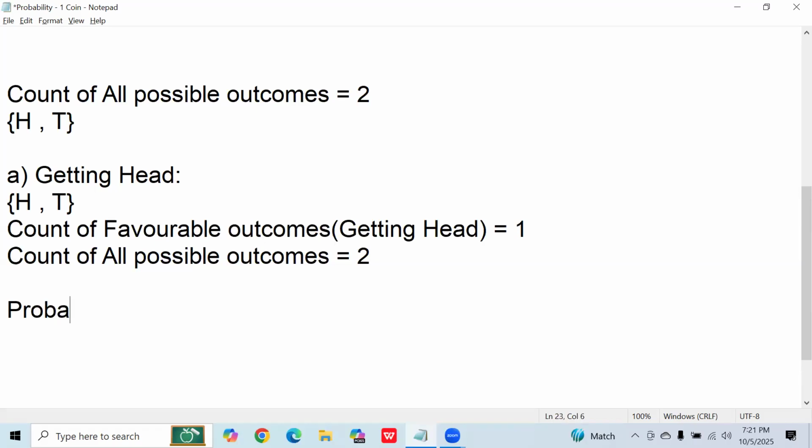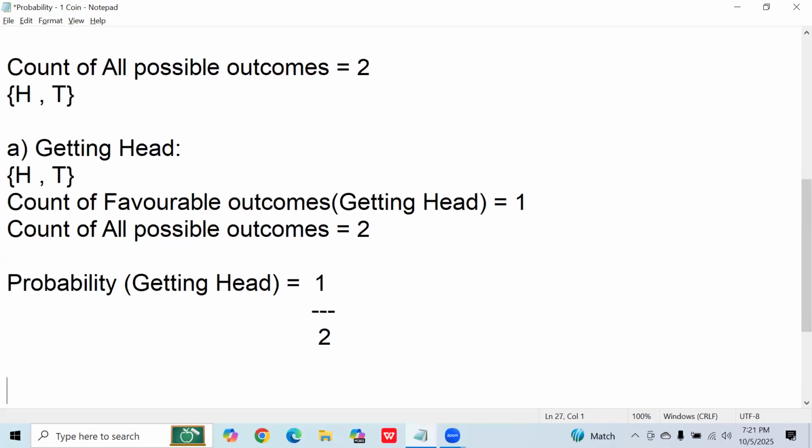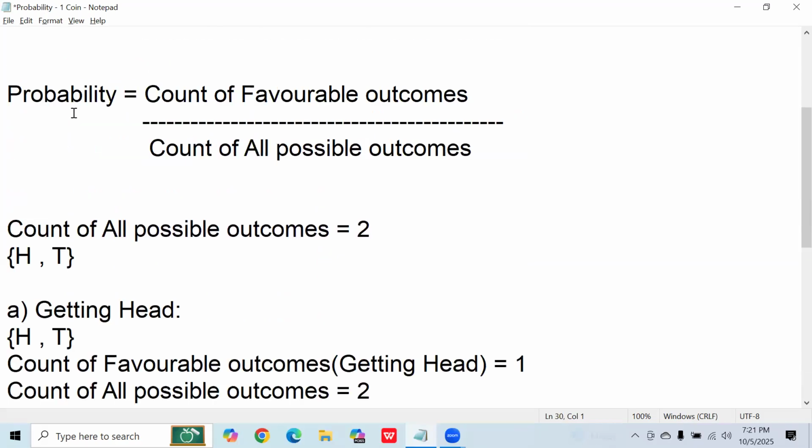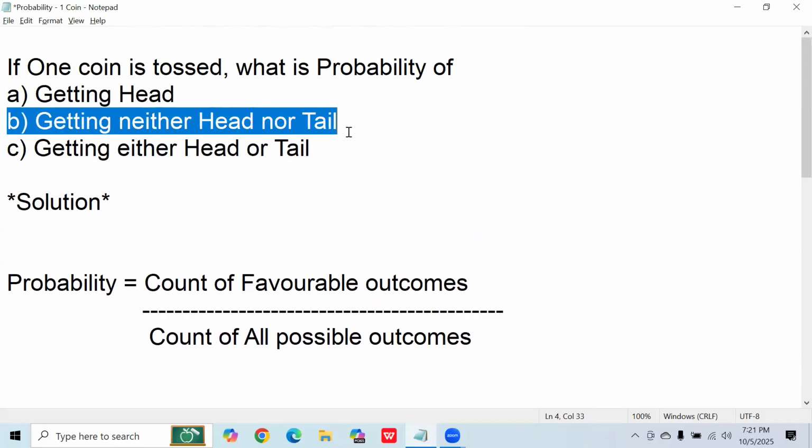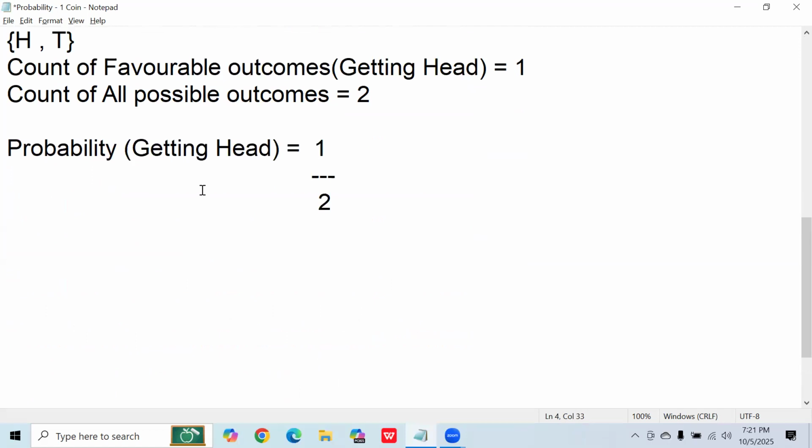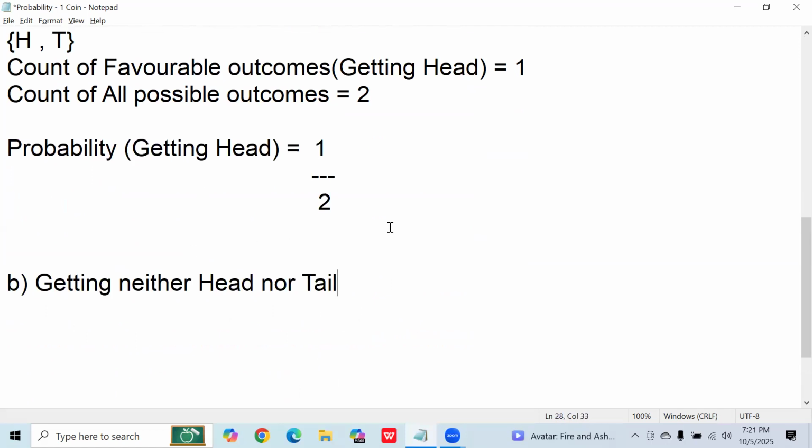So the probability of getting head is the count of favorable outcomes, which is 1, upon the count of all possible outcomes, which is 2. So 1 upon 2. The probability of getting head is 1 upon 2. Let's try to solve the second problem: getting neither head nor tail.